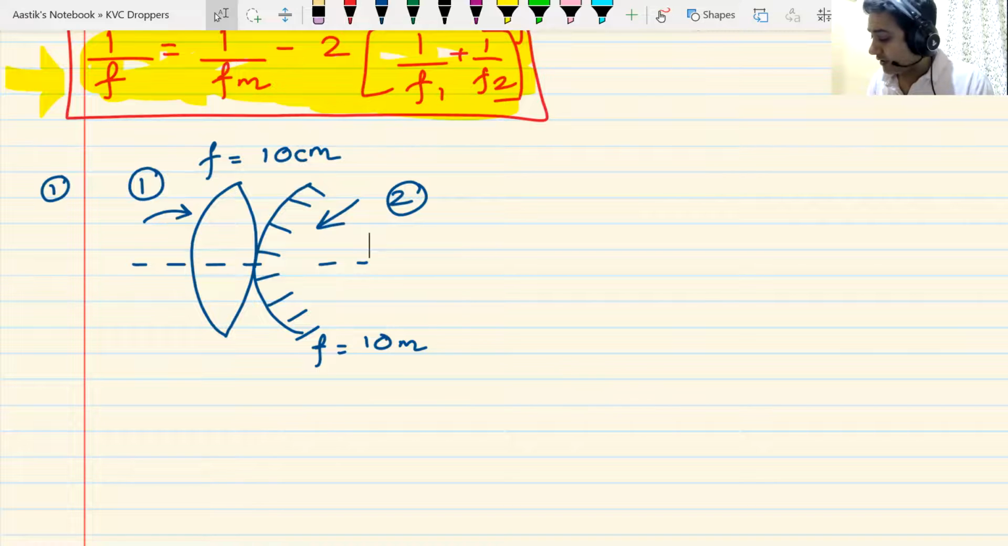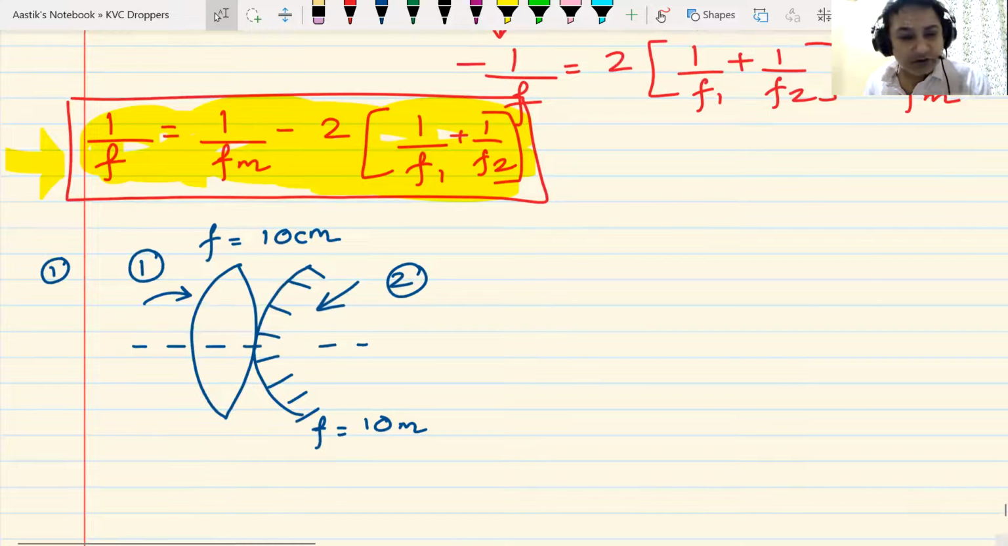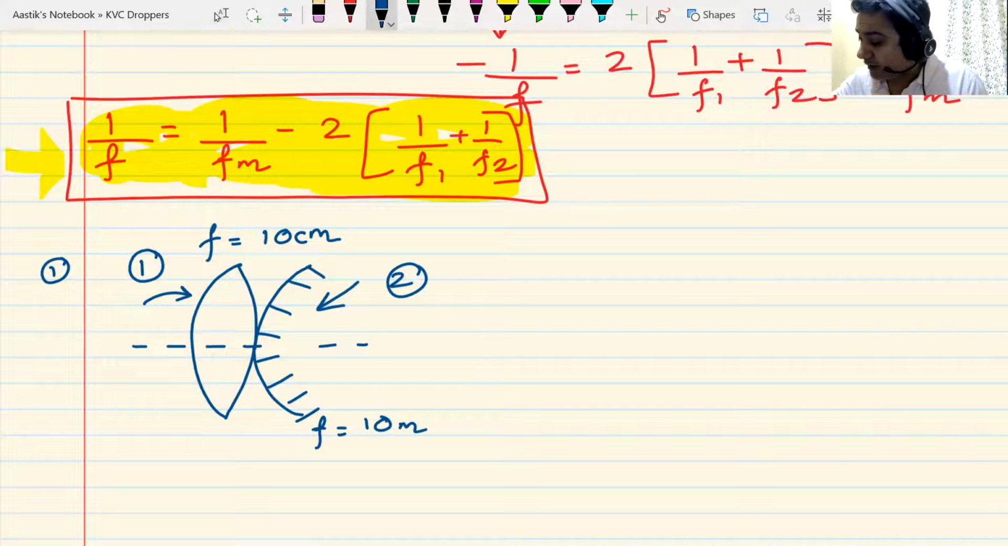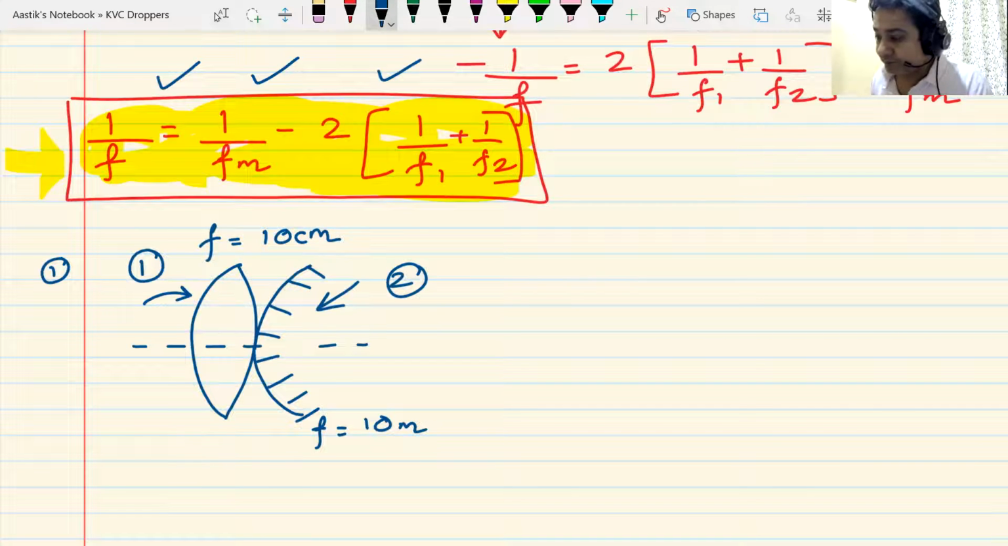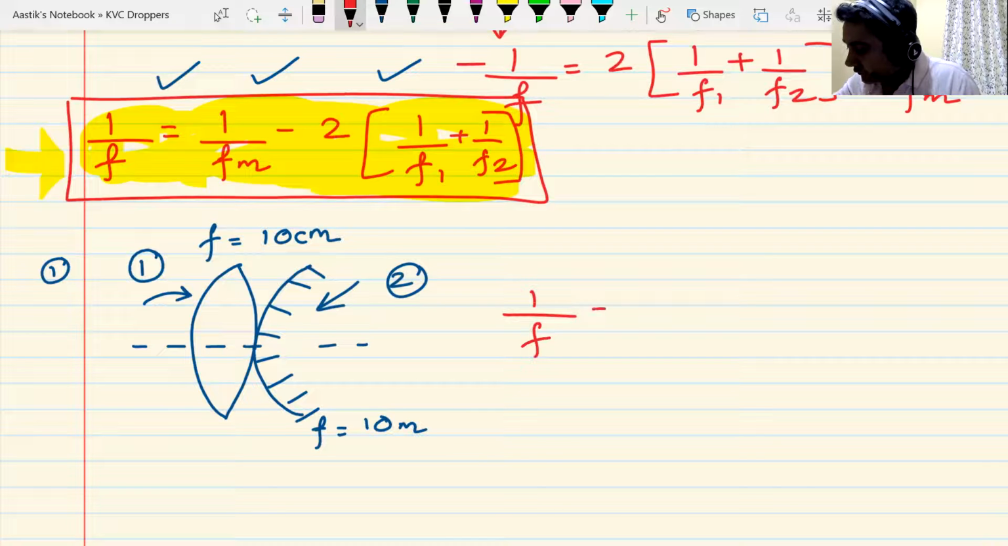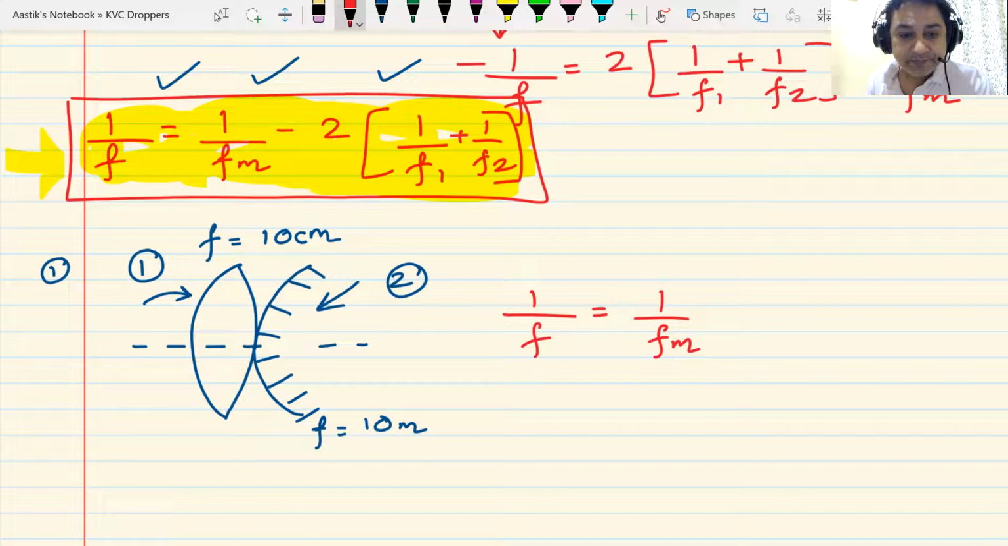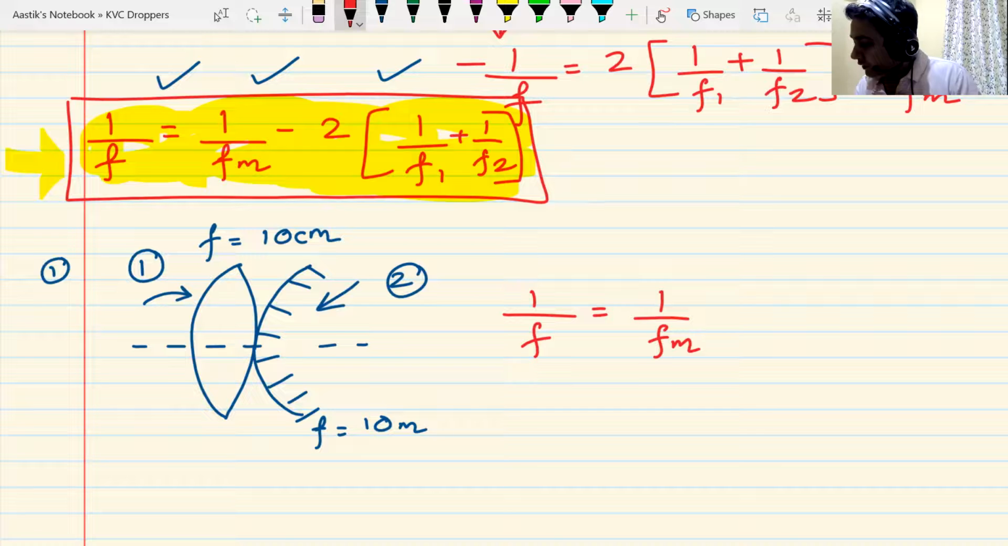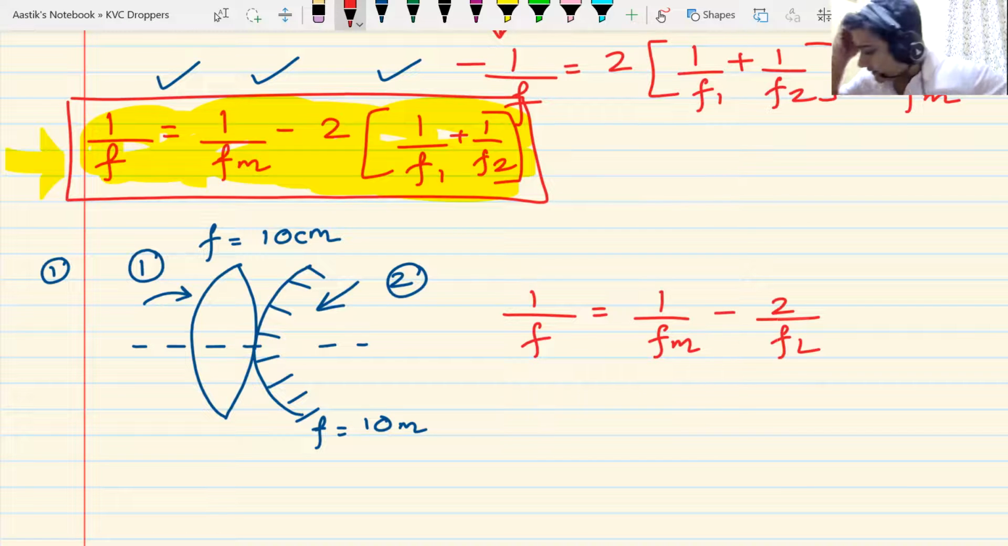So what we have to do here is nothing new, we already know what to do. We have to apply this formula. Formula is 1 by f equals 1 by fm, the focal length of the mirror, minus 2 times the focal length of the lens. There is only one lens. Do we understand this? Yes or no?